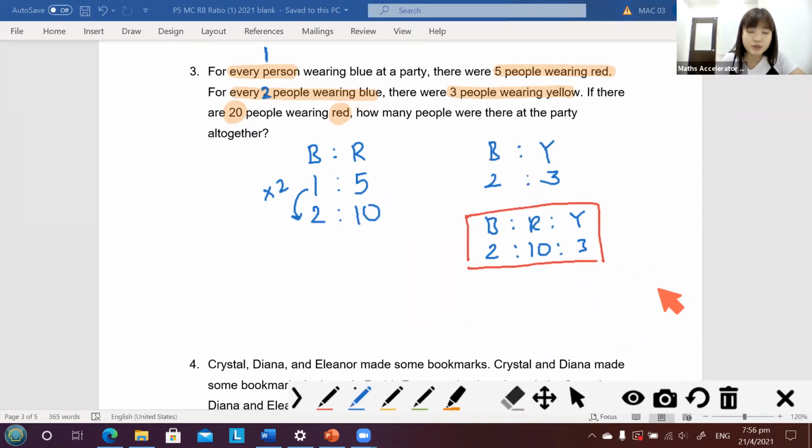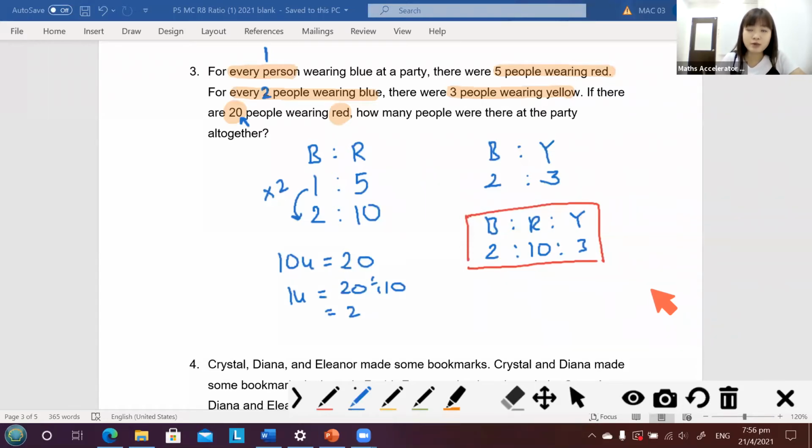How many units is your 20 people? Yes, correct. Okay, 10. Those of you who put 10 is correct, because red here is 10, which means 10 units must be the 20 here. So 1 unit, we take our 20 divide by 10 to get 2. Correct, Emma. 1 unit, 2.